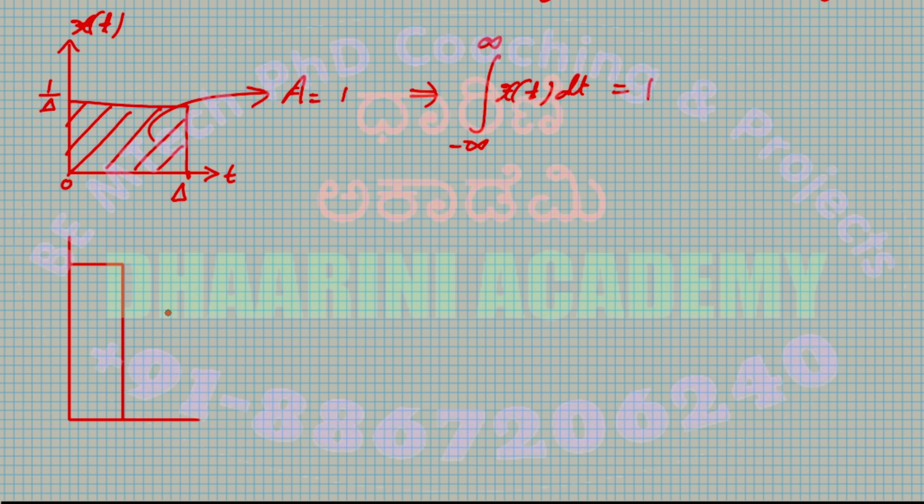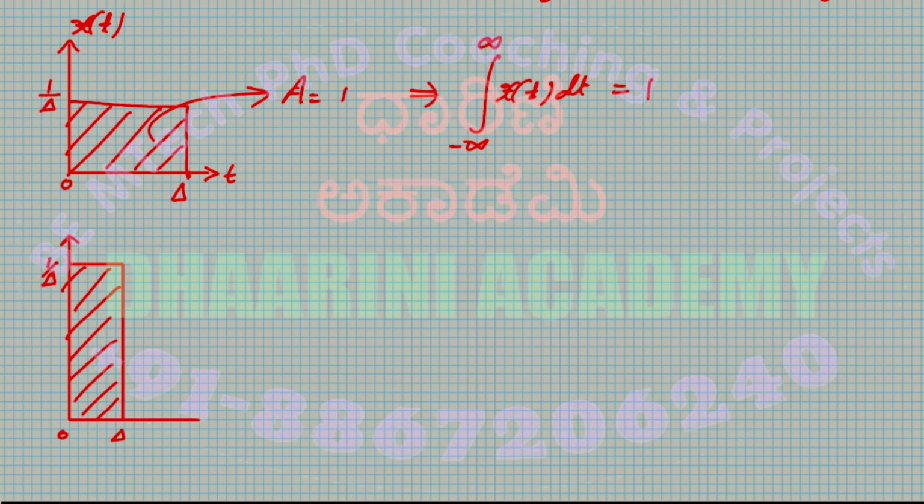You see, I try to reduce the delta value. The width of the pulse I try to reduce. So this is 0, this is delta. The notation is still delta, but I reduce the delta value. So when delta reduces, you can observe that in order to maintain the condition that the area under the curve should be 1, the 1 by delta increased, correct? So I'll call this some x2 of t.